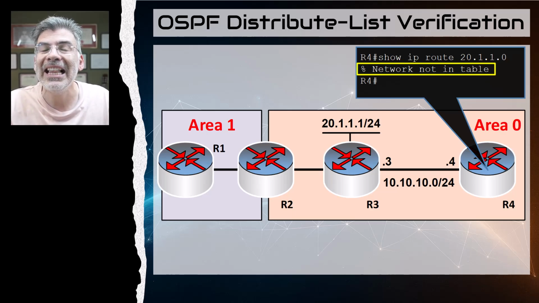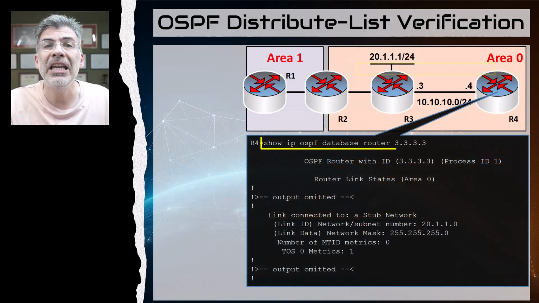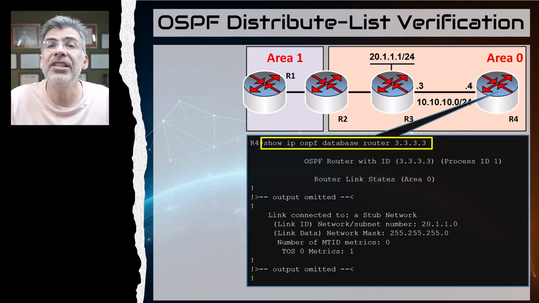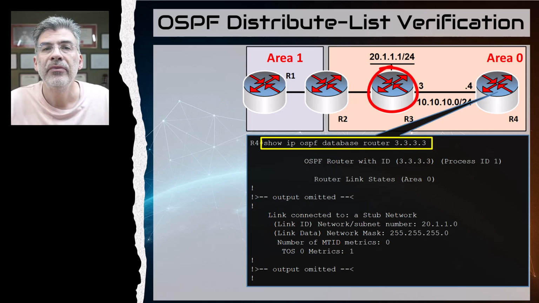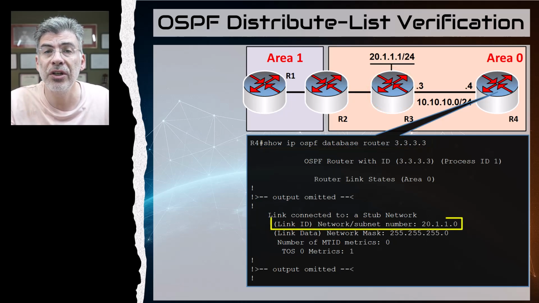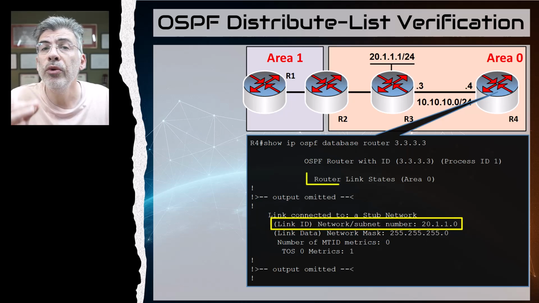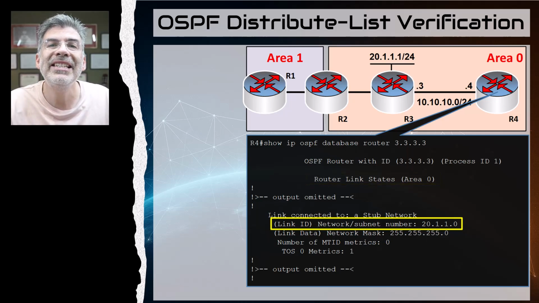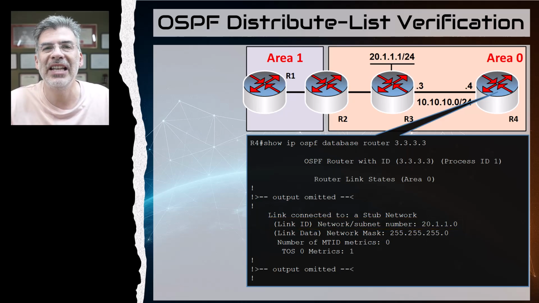Let's take a look at the LSDB, however. By issuing this command here, we are asking to look at the LSDB and specifically at the LSAs that were received from the router with a router ID of 3.3.3.3, which is our R3 router. We can see that the 20.1.1.0 network does indeed appear as a type 1 LSA, or a router link state as it is called in this output. So the route is still in the LSDB, but it simply is not installed in the routing table.